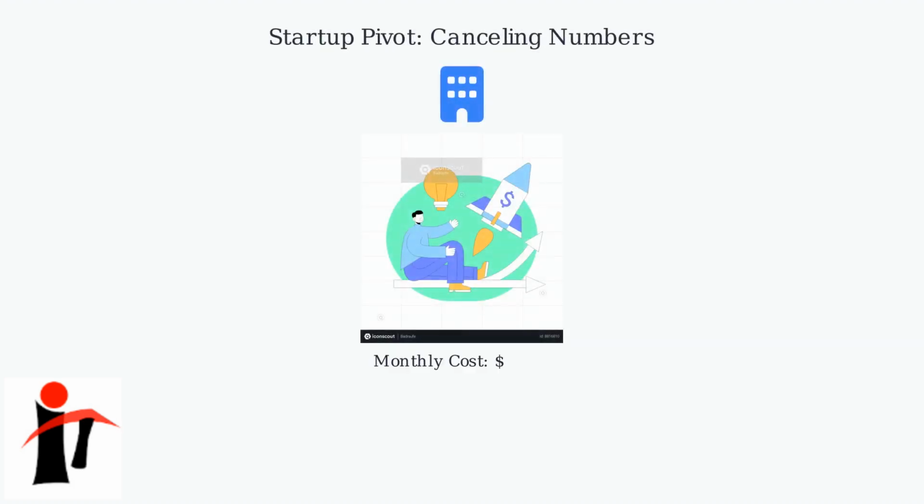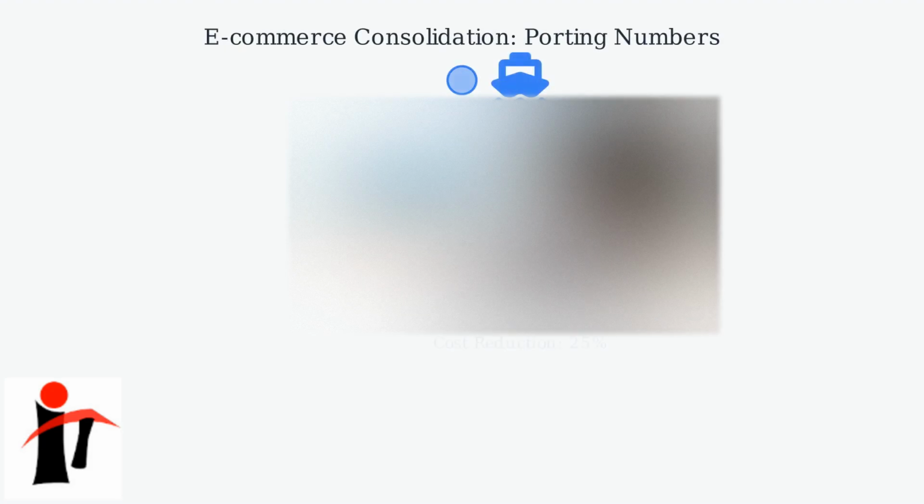Consider a startup undergoing a pivot. They decide to cancel 200 underperforming virtual numbers to reduce monthly costs. By releasing these numbers via the Twilio console, they incur a small release fee but save significantly on future bills. An e-commerce company consolidates customer service by porting 500 toll-free numbers into Twilio using the bulk porting API. This achieves a 99% success rate within 10 days, reducing operational costs by 25% and centralizing billing.